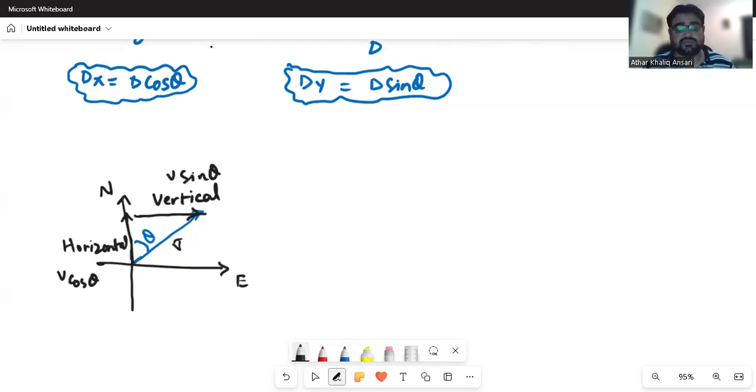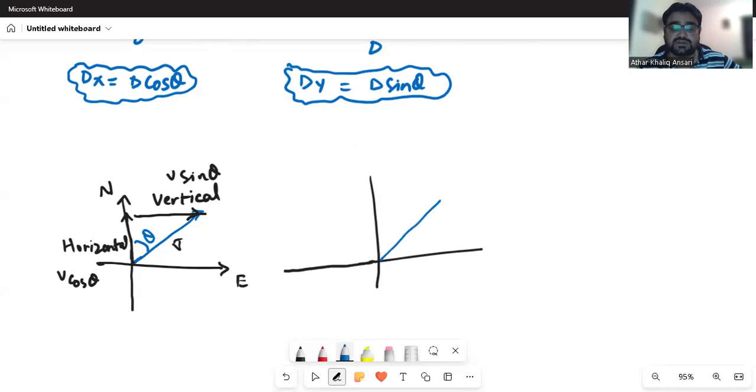Similarly, if you have a diagram like this and we have components, for example, this is the velocity vector and this is theta. So this part is now dx, that is d cosine theta. And this part, you can draw it here or here, will be d sine theta.